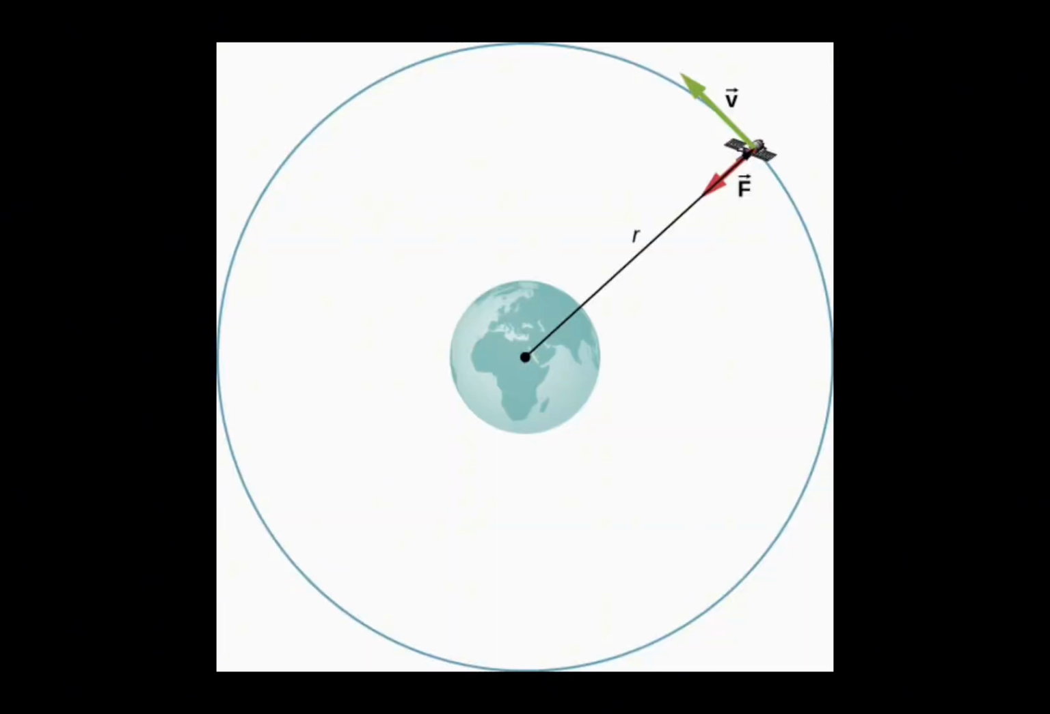The string pulling inward acts like gravity for a satellite. Without the inward force, the object would fly off in a straight line. This gravitational force depends on the masses and the distance between them.